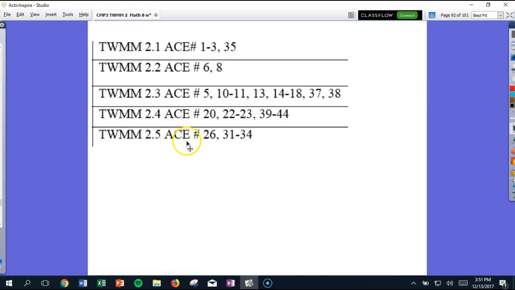Again, our ACEs for this 2.5 are 26 and 31 through 34. Let me know if you have any stuck points or questions in class.